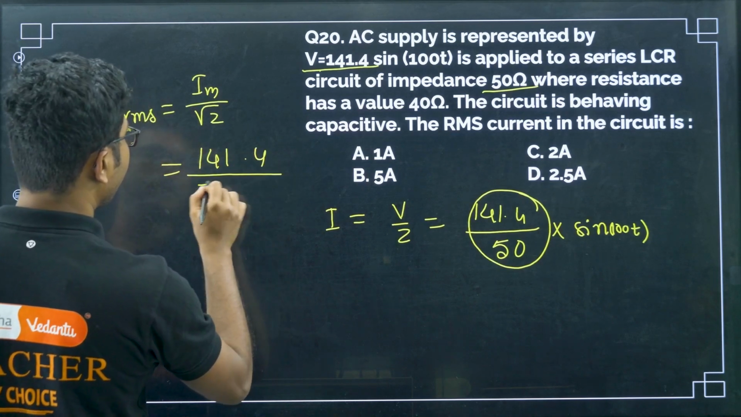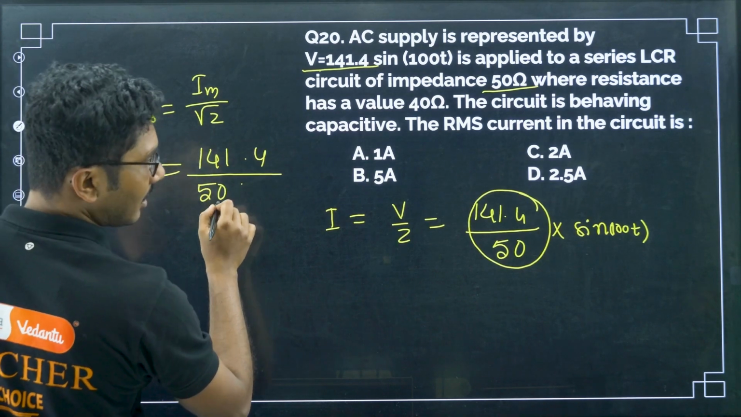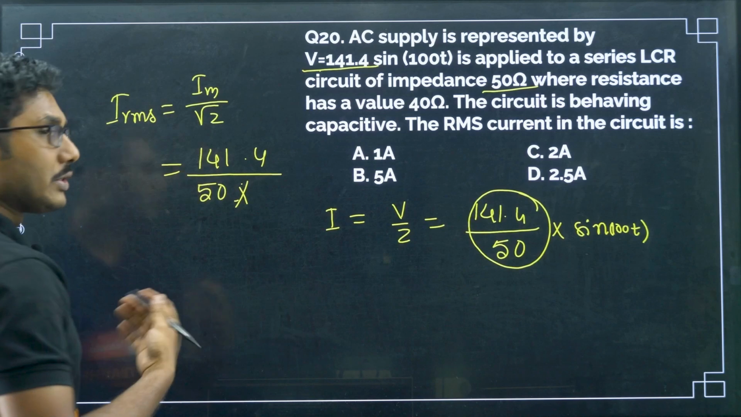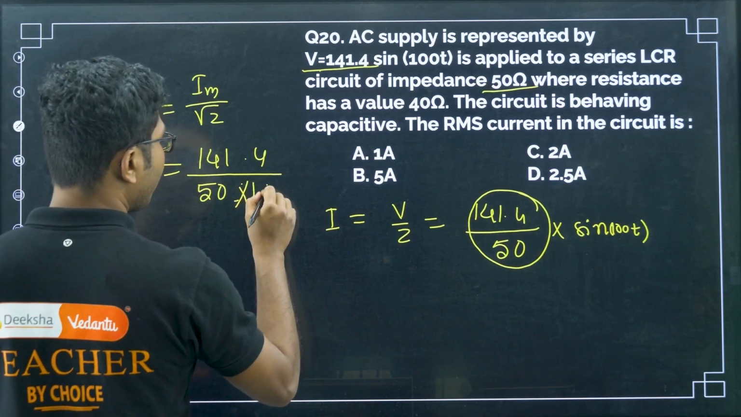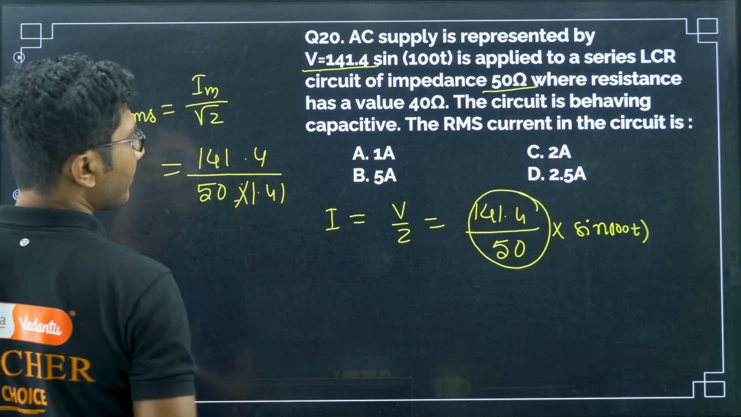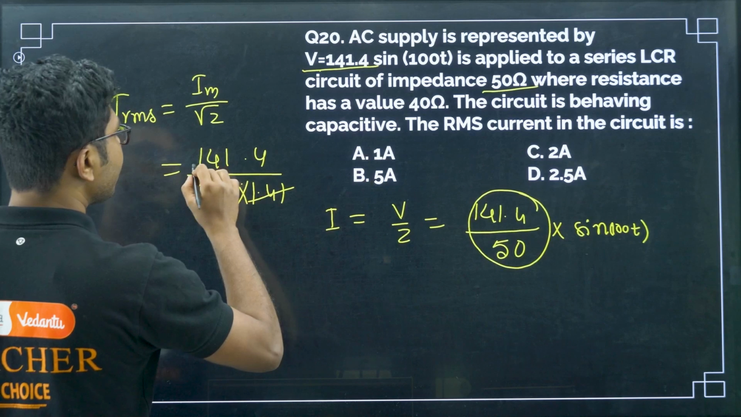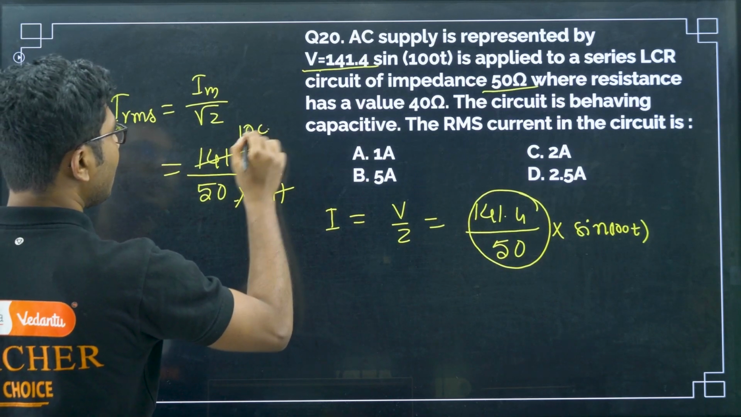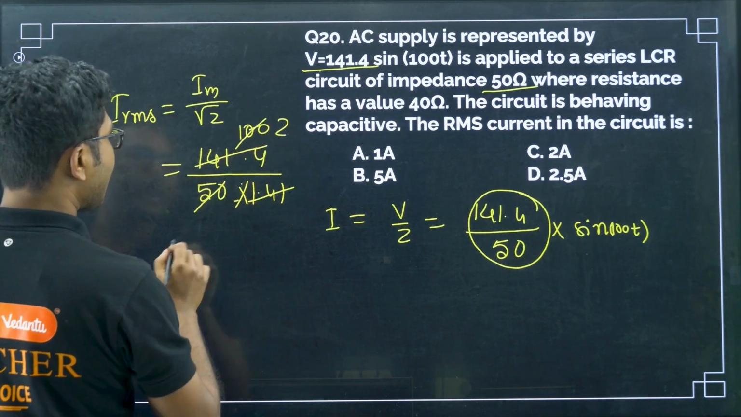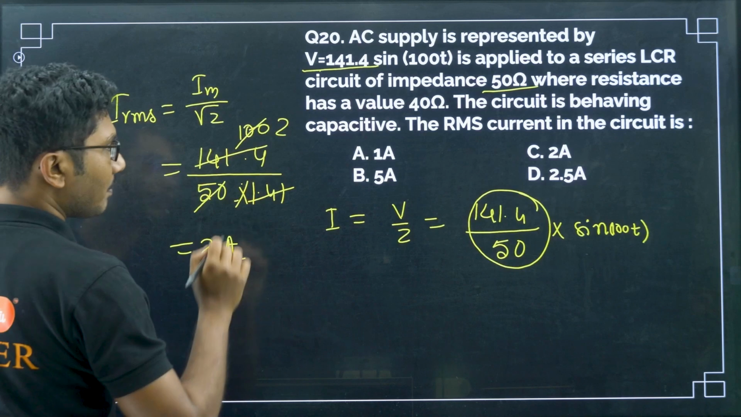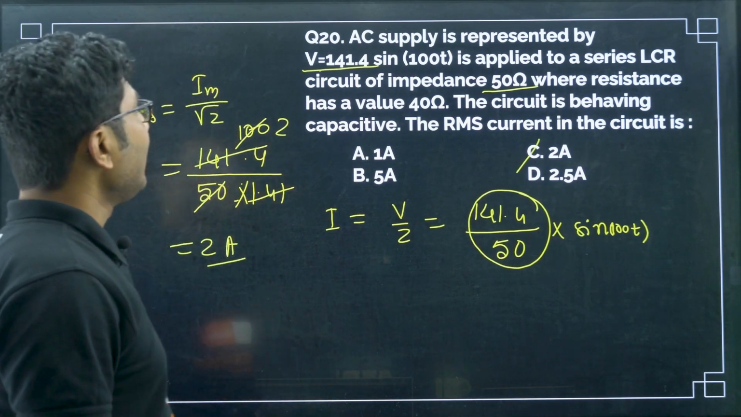So, 141.4 divided by 50 into root 2. Root 2 is what? Root 2 is 1.41. So, 1.41 is the root 2's approximate value. So, you can cancel this to be 100. So, 100 by 2. So, IRMS is 2 ampere. Now, let us move on to the next question.